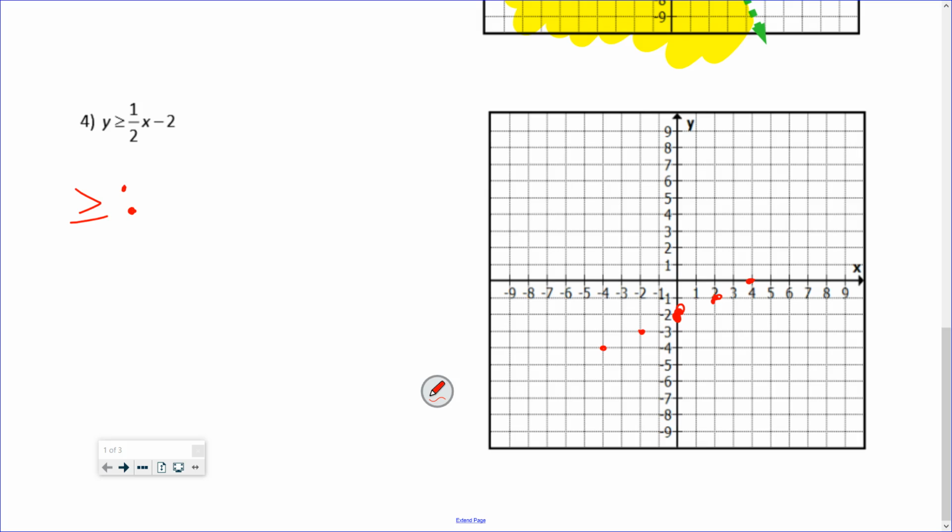What kind of line are you using? Solid or dotted? Solid. Why is it solid this time? Because there's a solid line in my symbol, right? It can be greater than or equal to, so I am going to connect using a solid line.